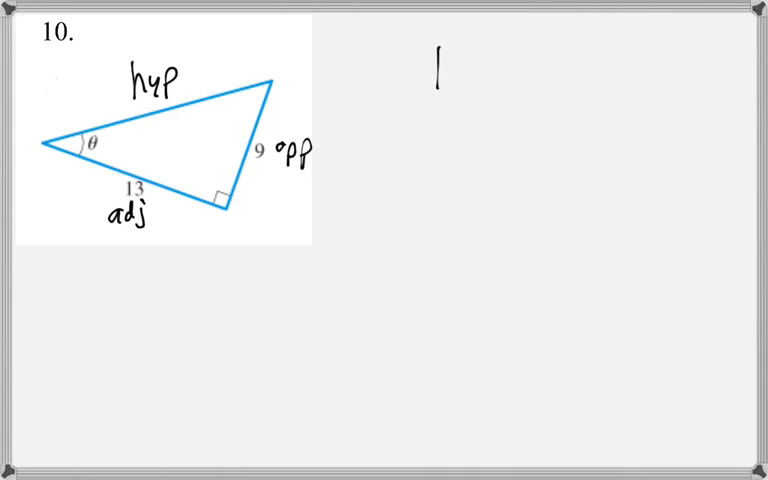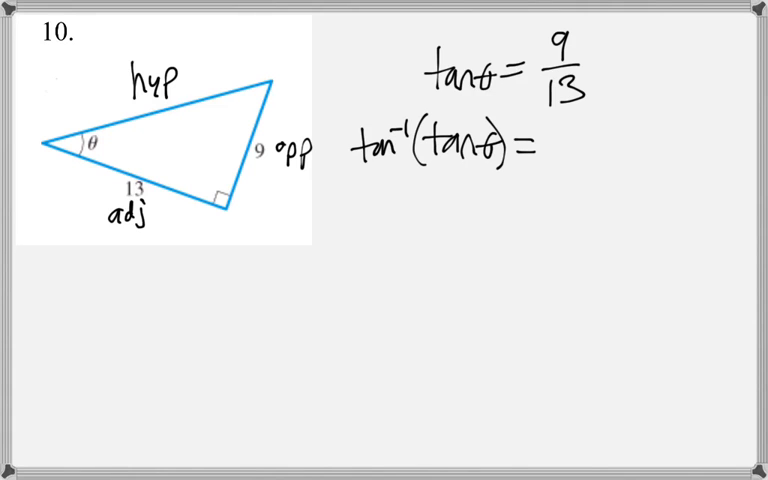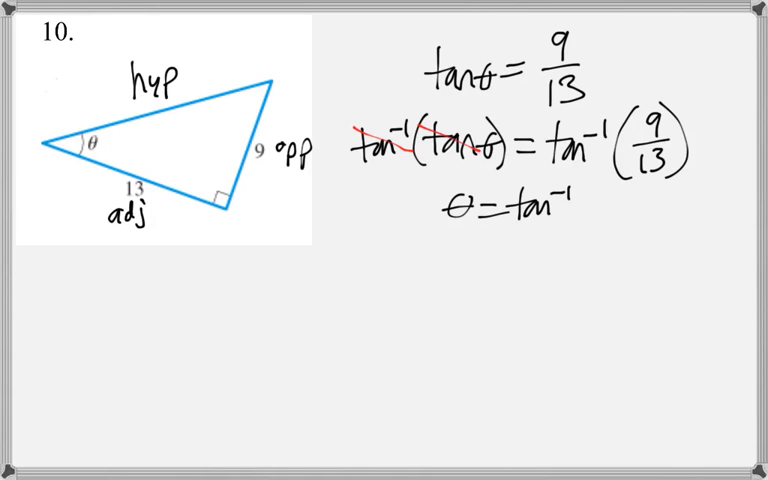So we can say that tangent of theta is equal to 9 over 13, because tangent is equal to the opposite over the adjacent. Now we can actually take the tangent inverse of both sides. And we do that because the tangent inverse will actually cancel out the tangent and just leave us with tangent inverse of 9 over 13.